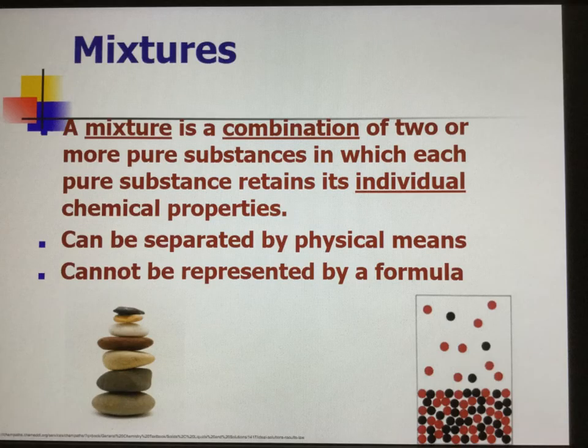Okay, now when we first looked at matter, I told you it had two separate things, right? You had pure substances, which we just did with elements and compounds, and you also have mixtures. A mixture is a combination of two pure substances or more. Okay? Now you can write this definition down if you want to.